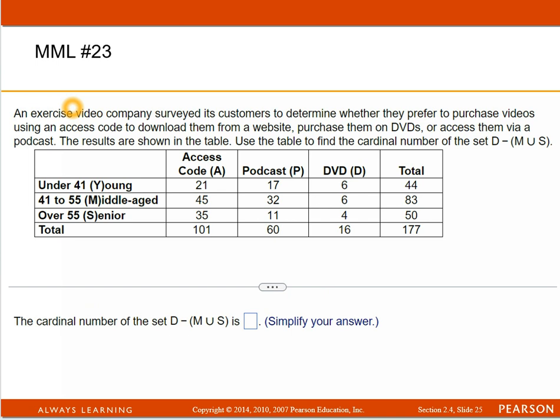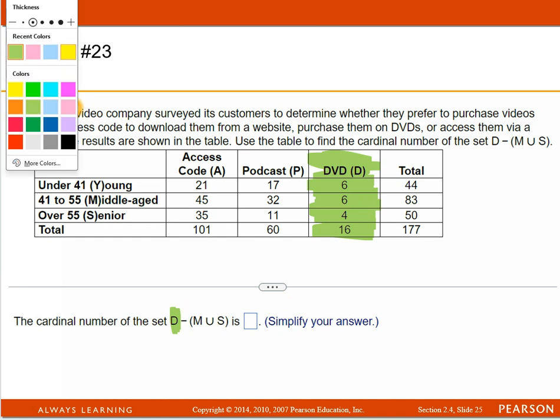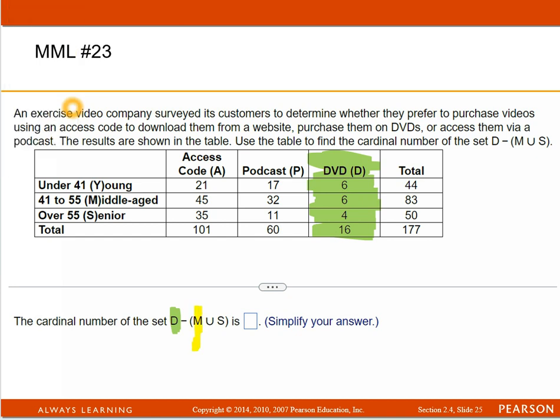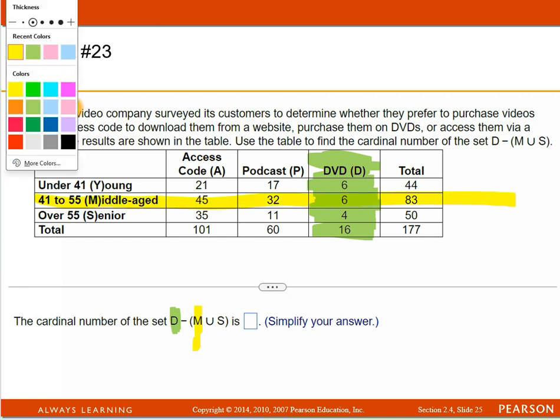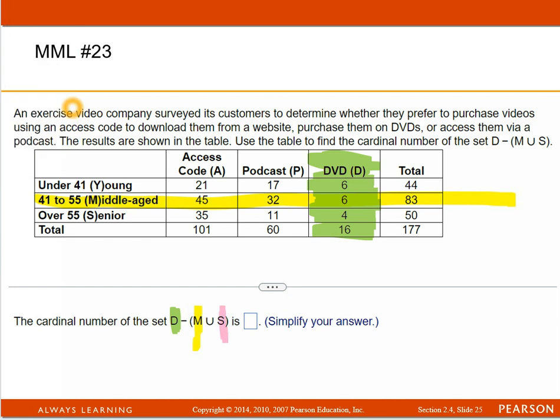Okay, this time they want D minus the union between M and S. Okay, D are the podcasts, so that's this entire column here. But then they want you to remove M, which is middle-aged, that's this row here, unioned with S, which is senior, which is that row there. So they want you to eliminate that and that.